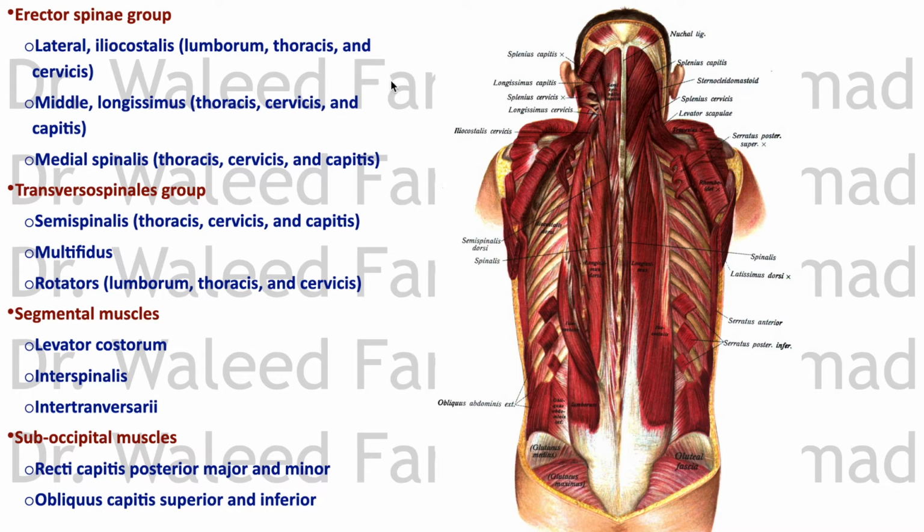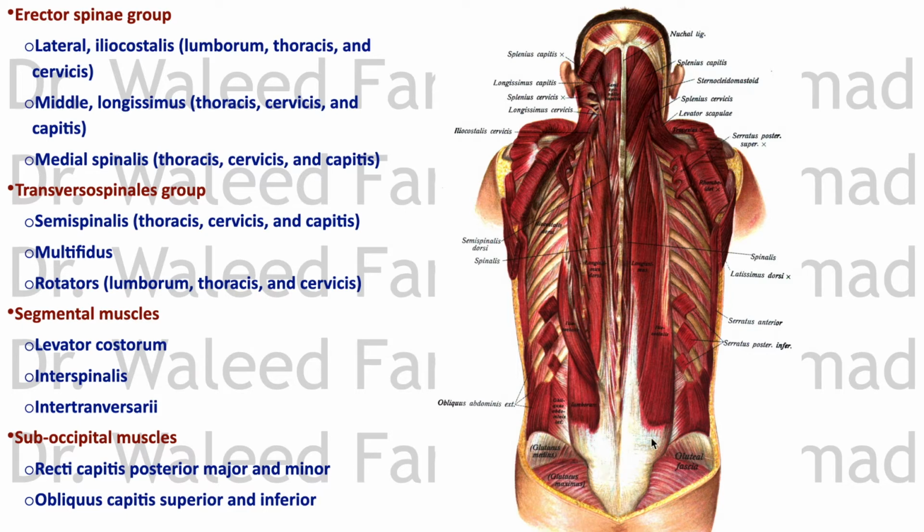The erector spinae group has three components. The iliocostalis, the lateral component, as you can see here. Longissimus is the middle component. The spinalis is the medial component. Again, iliocostalis, longissimus, spinalis, they all arise from the fascia and supraspinous ligament, as you can see here.